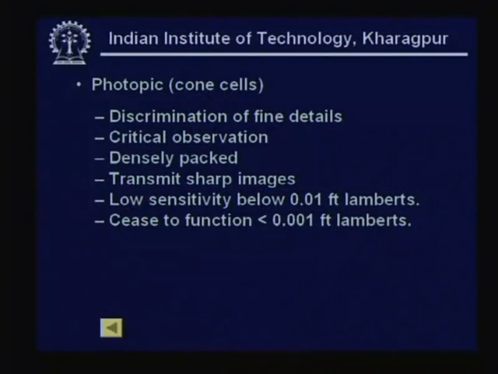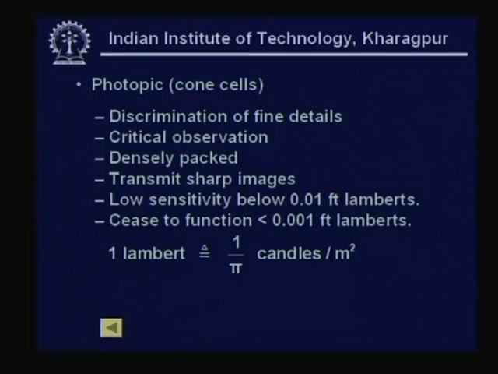We will see what a foot Lambert is a little while from now. The point to be noted is that cone cell vision does not work below 0.01 foot Lamberts and completely ceases to function anywhere below 0.001 foot Lamberts. That is, the vision would continuously go over from cone cells to rod cells, up to a point at 0.001 foot Lamberts. What is this foot Lambert?